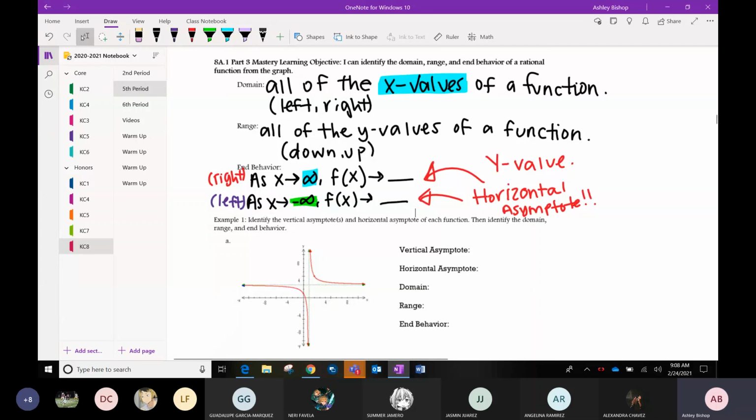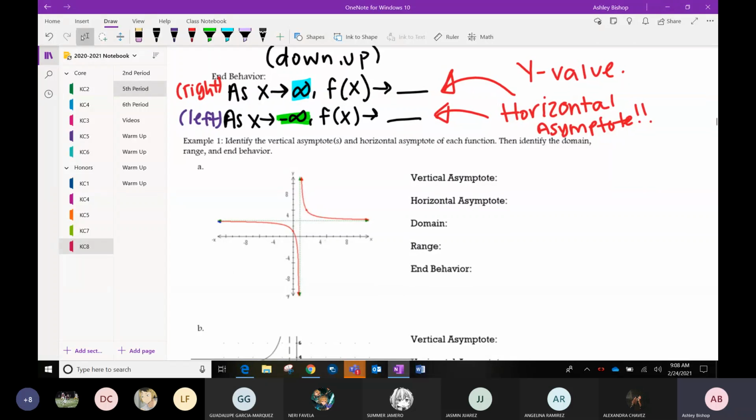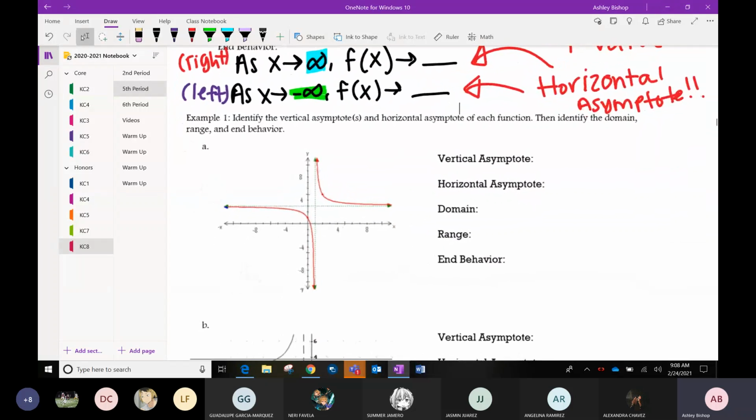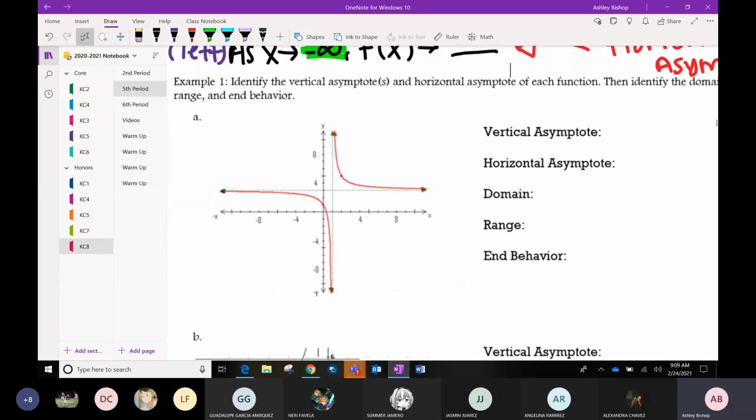Okay, so example 1 says identify the vertical asymptotes, the horizontal asymptotes, the domain, the range, and the end behavior. It looks like a lot of work. We have already not mastered the skill, but very much practiced the skill of looking at a graph and finding vertical and horizontal asymptotes. Once we find those, the domain, range, and end behavior come from those values. Alrighty, so I'm going to use this graph and find the vertical asymptotes. Now, vertical asymptotes are always in the form of x equals a number.